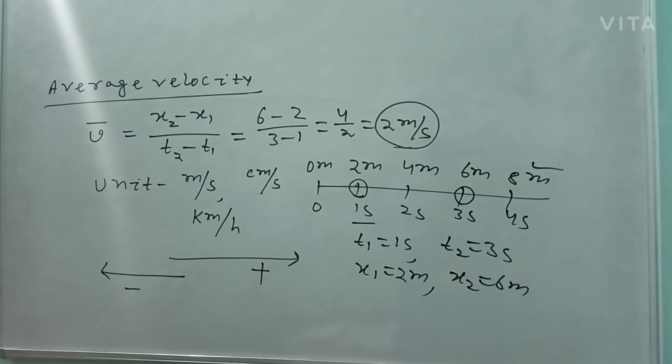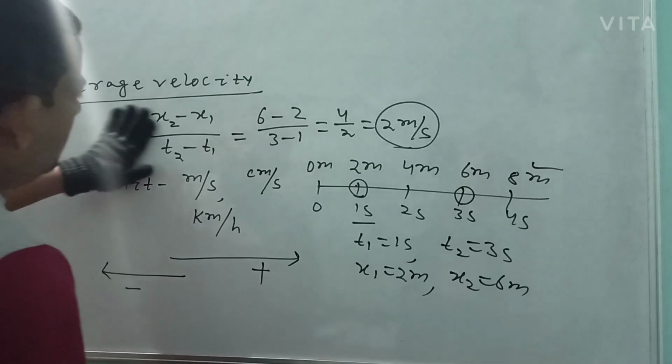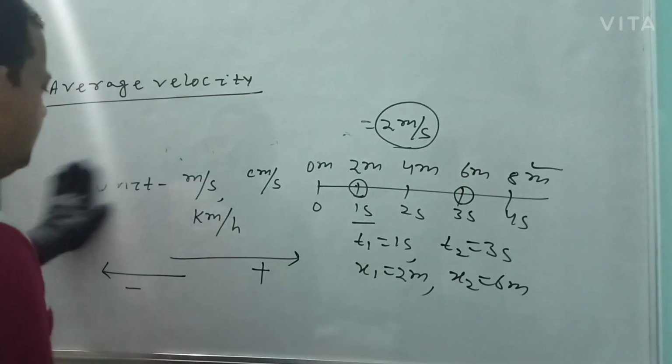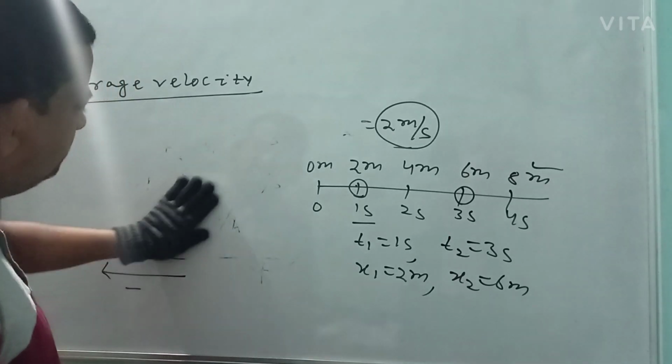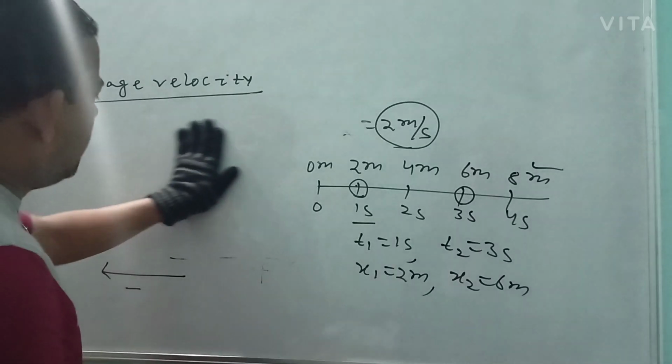And what is this average velocity? So one says the average velocity from 1 second to 3 second is 2 meter per second. Similarly, you can consider any other two points and also find out average velocity. Or one says this velocity is nothing but displacement by time. So you see, what is displacement here? In that example, I explained.